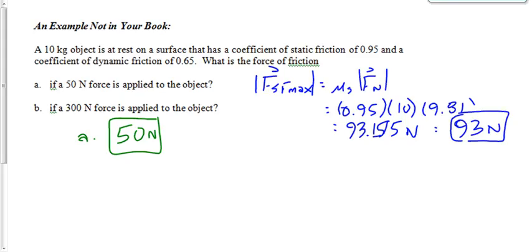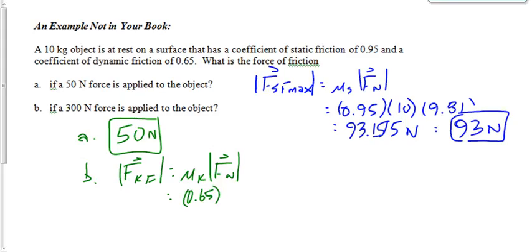Now, what if I apply 300 newtons? Does it move now? Yeah, because I just exceeded the maximum possible value of static friction. It moves. So what kind of friction do I have now? Kinetic friction. So let's get its value, because we don't know it yet, right? It's mu kinetic times the normal force. And the coefficient of kinetic friction that's given to me in the question is 0.65 times 10 times 9.81. What does that work out to be? 64 newtons. There we go.